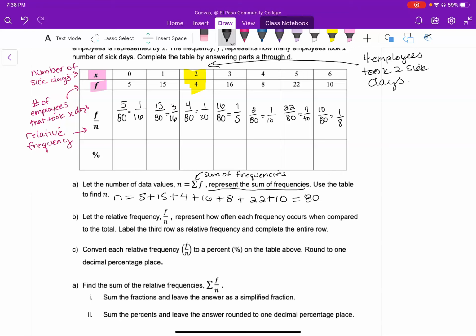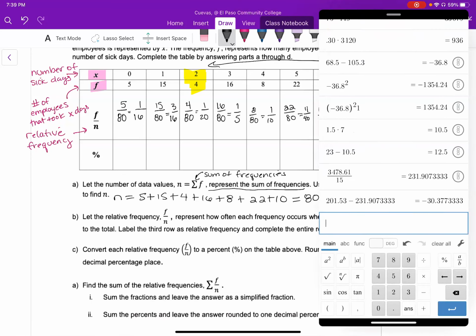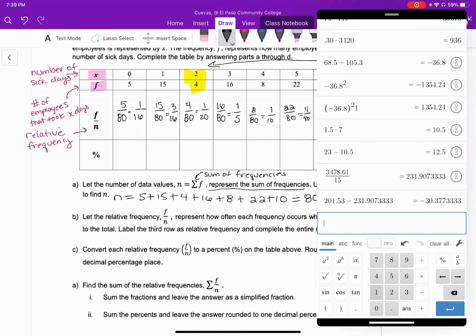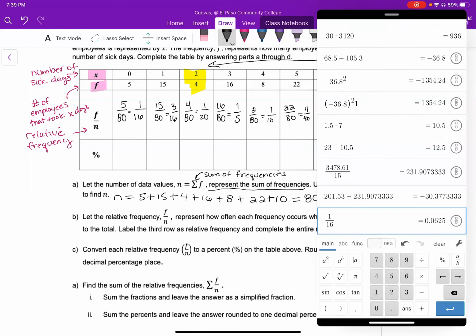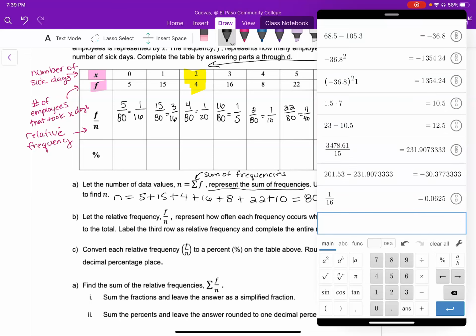Part C, convert each relative frequency to a percent. Round to 1 decimal percentage place. So we're going to take our 1/16th and we are going to use a calculator. So I have 1 divided by 16. Remember, we need to divide, and then we are going to convert to a percentage. So I'm going to take that value, and in a little bit you'll see me do it in one step. I'm going to take this value and multiply by 100, or move the decimal places 2 places to the right, which is what I like doing.